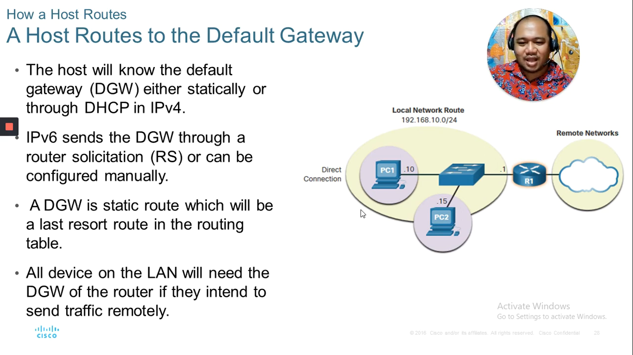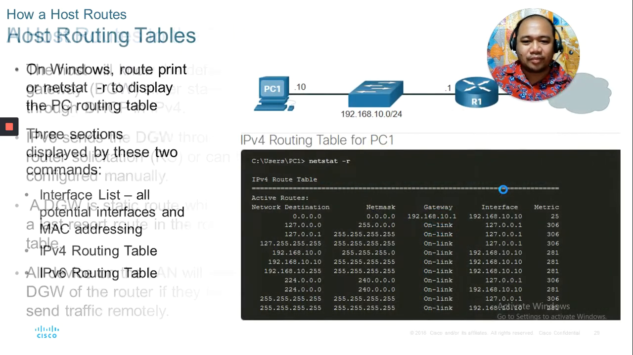All devices on the LAN will need a default router or default gateway if they intend to send traffic remotely. Of course, if this computer would like to send a message here, it can send directly without the use of a router. But if you are trying to transmit or connect to a remote network, you need a gateway, which is the IP address of your router.